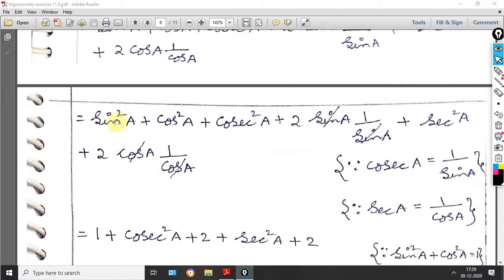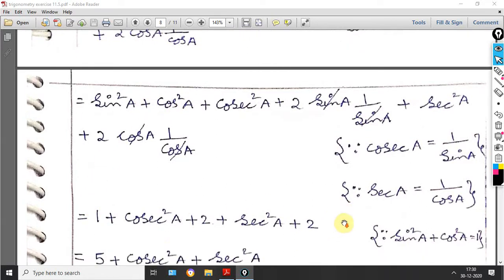Next, sin square A plus cos square A is there. So this is the first identity. We know that sin square A plus cos square A is 1. So in place of sin square A plus cos square A, we are writing 1. Next, plus cosecant square A we wrote as it is. Plus 2 is there, because they both get cancelled, means 2 will be left. So 2 we wrote as it is.